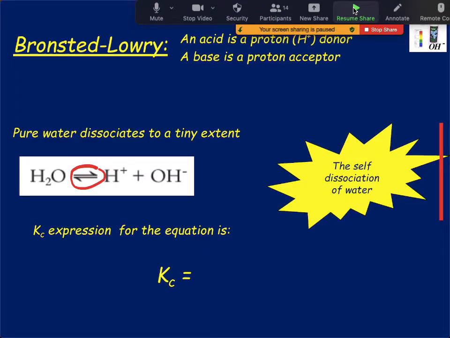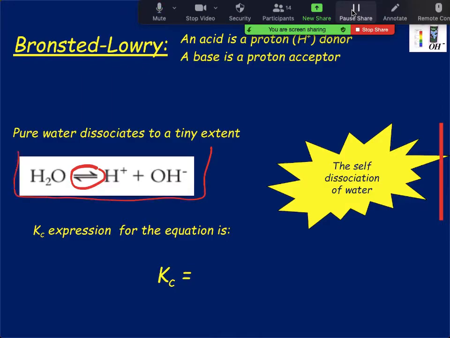Do I do that now? Yeah, you do that, and then you don't have to write for a little while. Where do I write this exactly? If you read the top of page 141 in the grayed out box, underneath it says write the Kc expression for this equation.